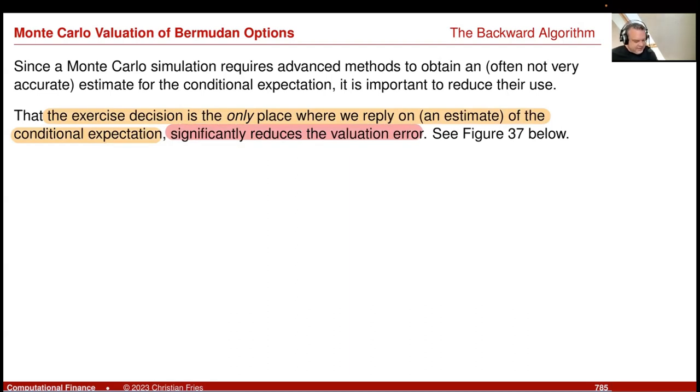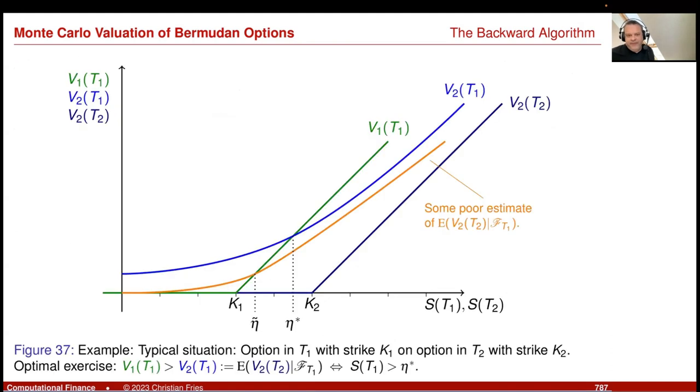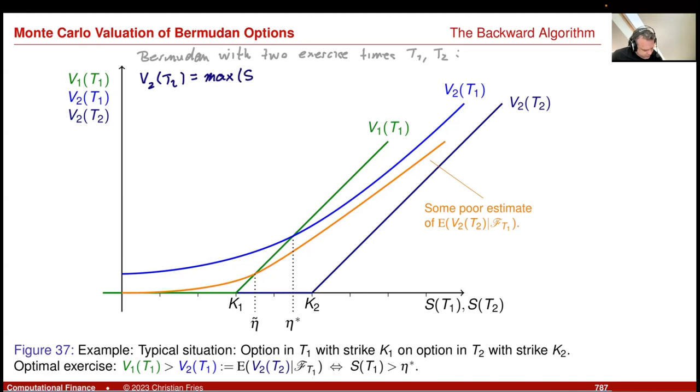So see figure 37. So that's maybe a nice illustration now. This is the example of a Bermudan option with two exercise dates. So this here is a Bermudan. For example, you could say that you have the option to receive the maximum of your stock value observed in T2 minus K2 and 0. So this is this payoff function here. Okay, this is my V2 observed in T2. Well, this payoff function here with strike K2, this is a function of the stock S observed in T2.